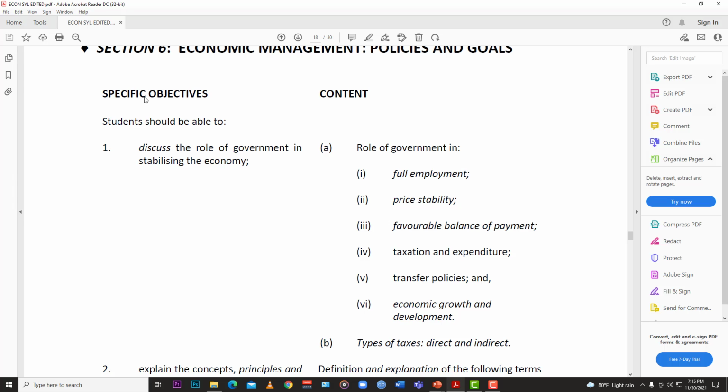Welcome back to Learn SKN, and today we are going to continue looking at section 6, economic management, policies and goals. But today we are going to have a short video. We're going to be looking at taxation and government expenditure. So we're going to be looking at taxation in a nutshell, types of taxes, tax systems, and government expenditure in a nutshell.